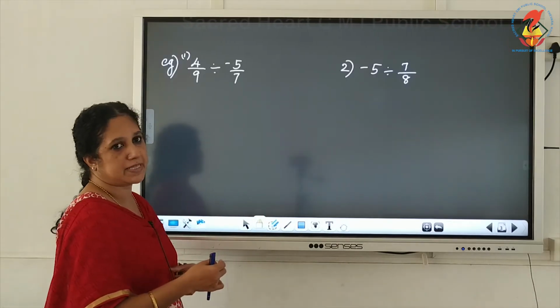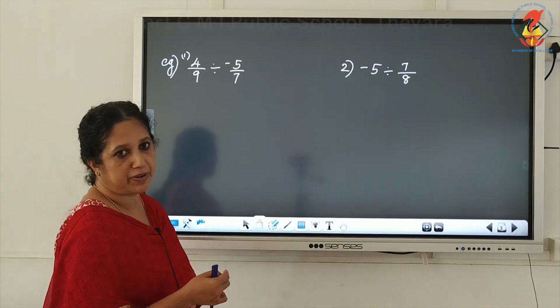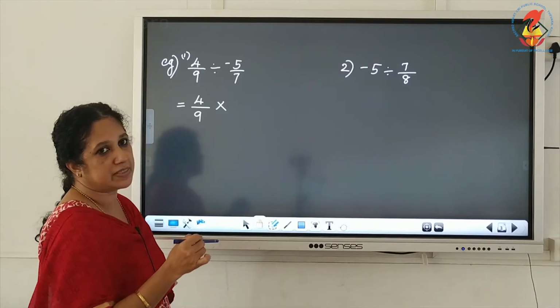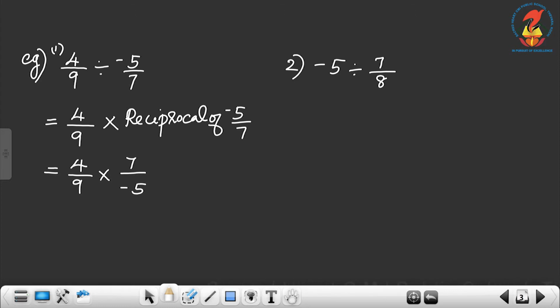Now, we can do some examples. First one, 4 by 9 divided by negative 5 by 7 equals, first rational number write as it is, 4 by 9 into, multiply the first rational number with the reciprocal of the second rational number. So, you have to find out the reciprocal of negative 5 by 7. Which is equal to 4 by 9 into, what is the reciprocal of negative 5 by 7? It is 7 by negative 5.